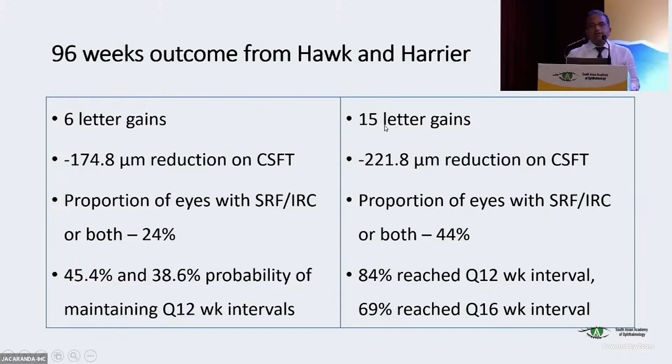So quite different from this. We got much better visual gains, much better anatomical reduction. But again, the proportion of patients who are not dry is much higher in this study as compared to HAWK and HARRIER. This is combined data, both HAWK and HARRIER, and SRF and IRC both. And again, we could reach this Q12 and Q16 interval in a larger number of patients. But again, this is a one-time achievement. It was not given as a fixed interval regime. It was PRN. So we never know how many of them will maintain this in the long run.